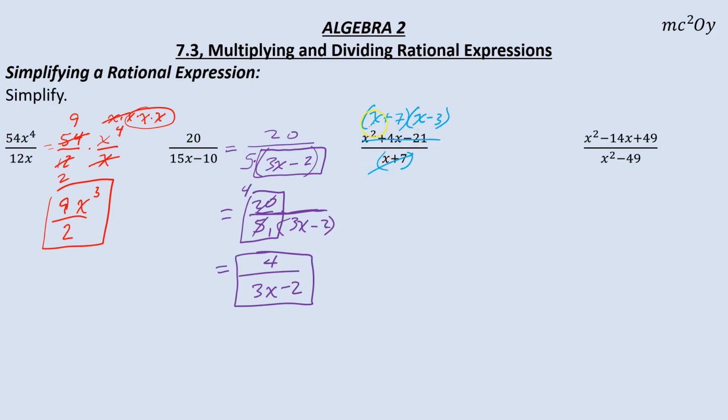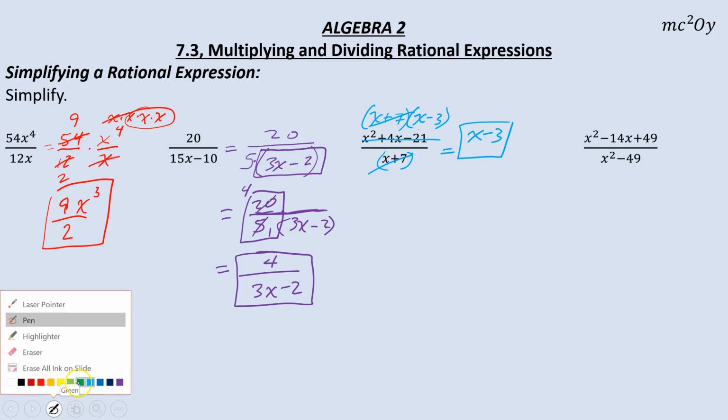Okay? This cancels this. Or I can cancel whole pieces. Okay, x plus 7, x plus 7. I'm left with x minus 3 on top, and just 1 on bottom, so that 1 by 1 is itself, so it's just x minus 3.